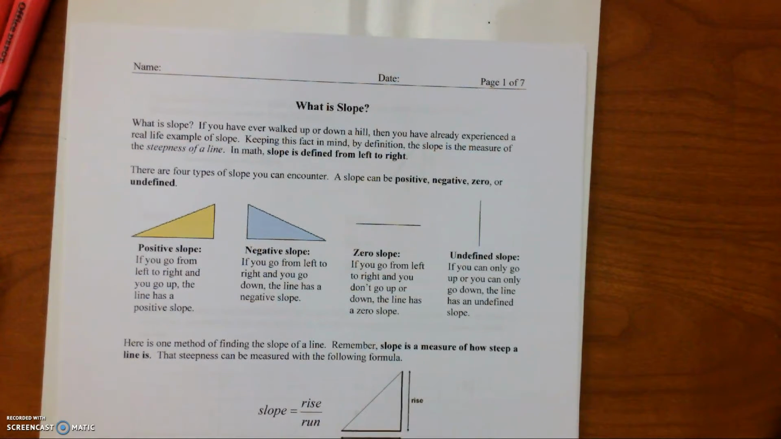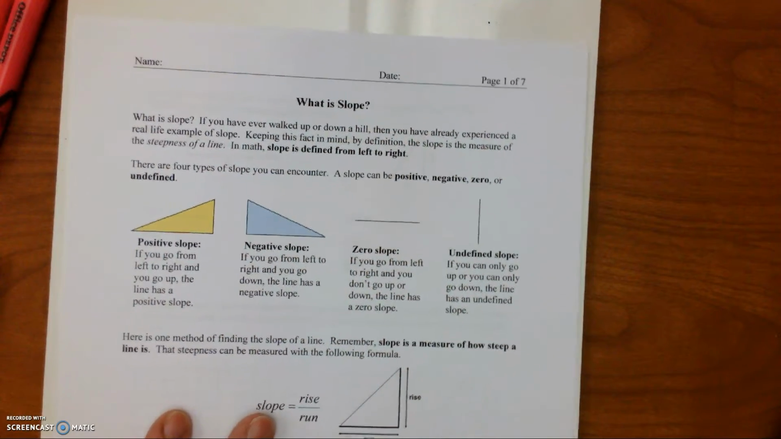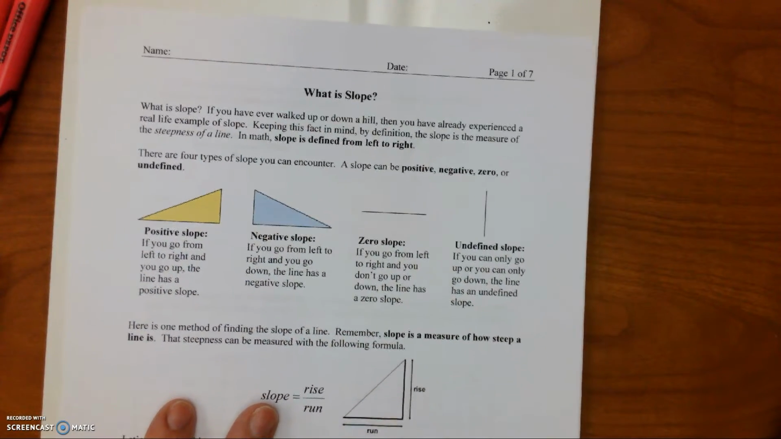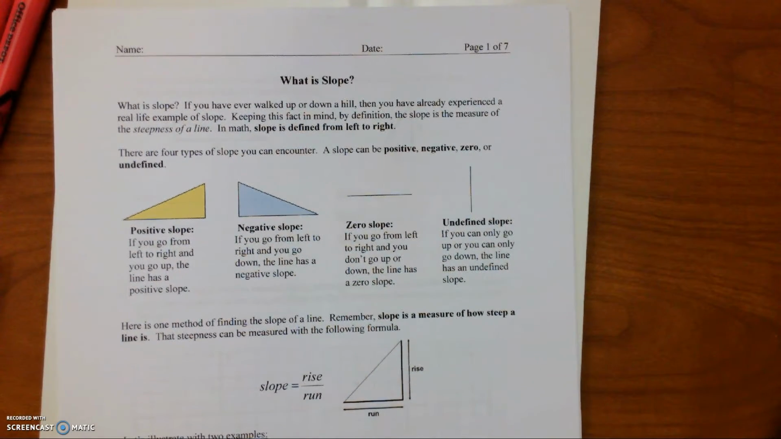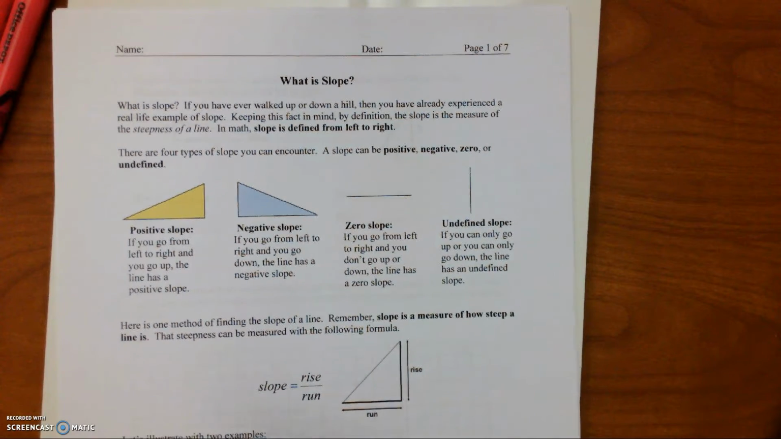Okay, this is going to be an instructional video on what is slope. If you have ever walked up or down a hill, then you have already experienced a real-life example of slope. Keeping this fact in mind, by definition, the slope is the measure of the steepness of a line. In math, the slope is defined from left to right.